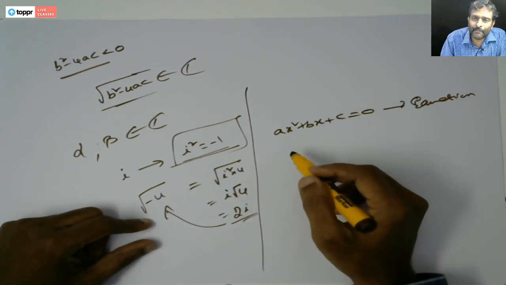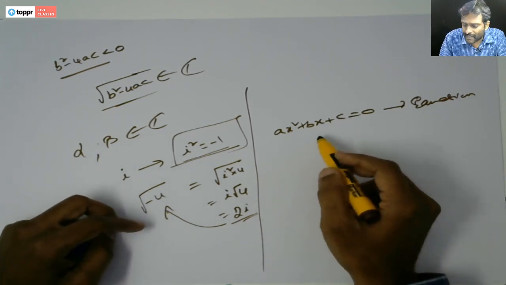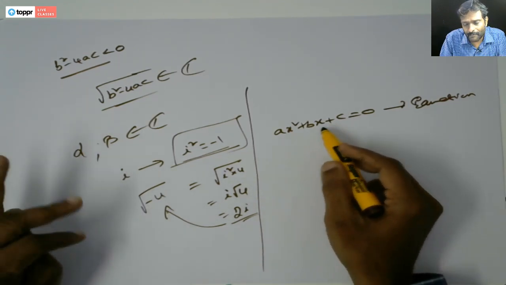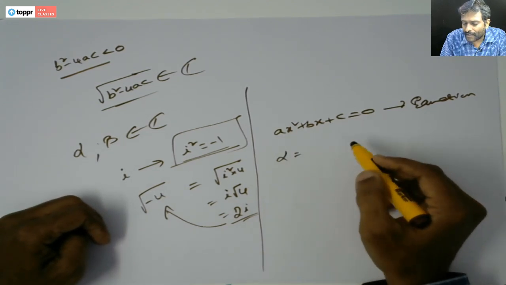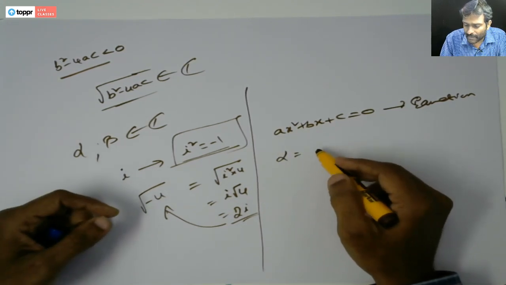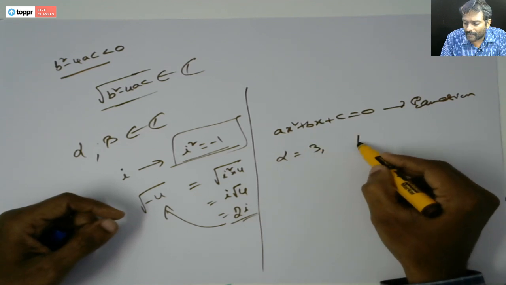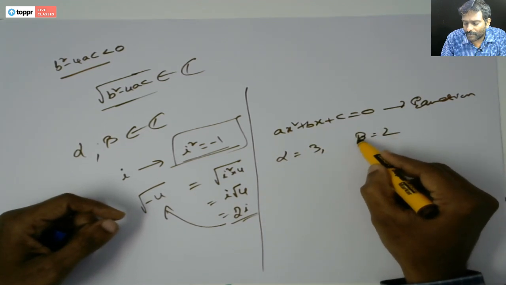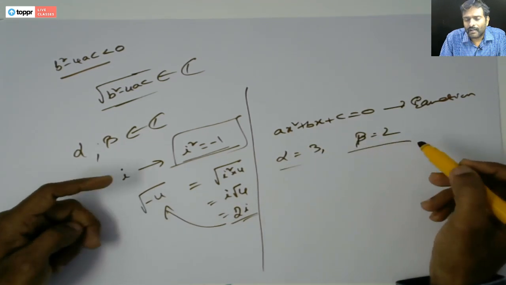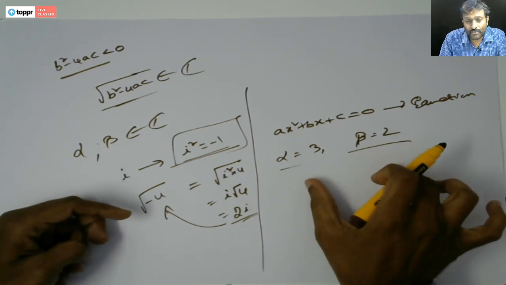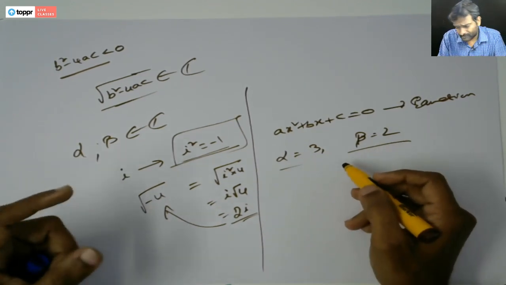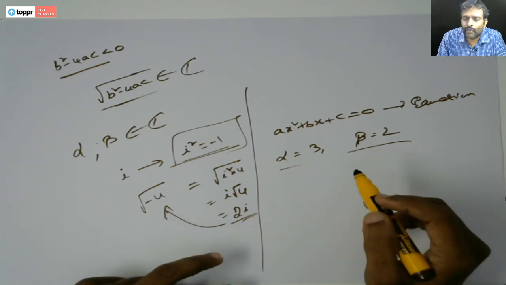What if I am given the roots of the equation? I don't know what the values of a, b and c are. I am given alpha equal to, say, 3, and beta equal to 2, and they ask me to find the equation of the quadratic which has these two as the roots. Then we can find out the relation.